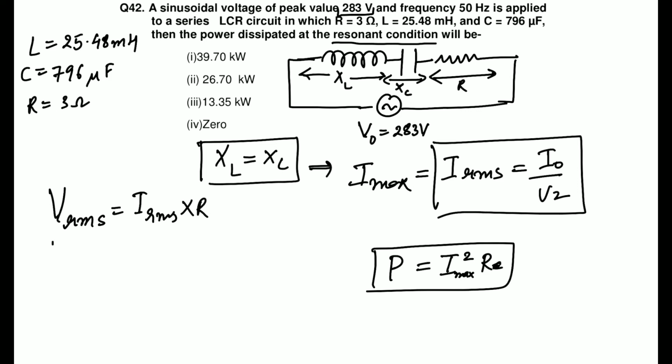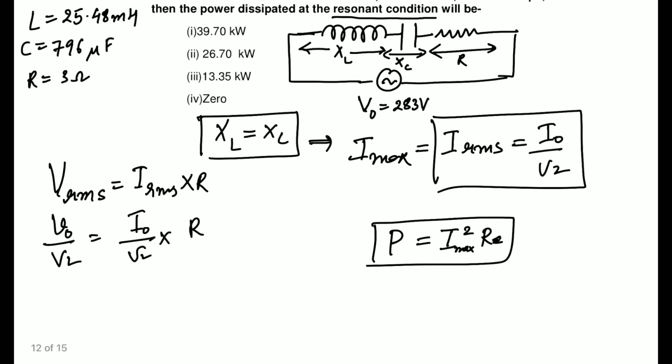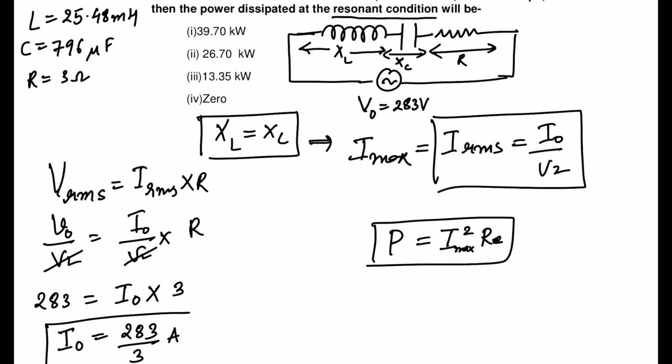So VRMS is simply V0 by root 2, and that is equal to I naught by root 2 multiplied by the resistance. Root 2 and root 2 will cancel out. The V0 value, the maximum peak value, is given to us, that is 283 volt. That equals I naught, which I have to find out, multiplied by the resistance, 3 ohm. So I naught is 283 upon 3 ampere.